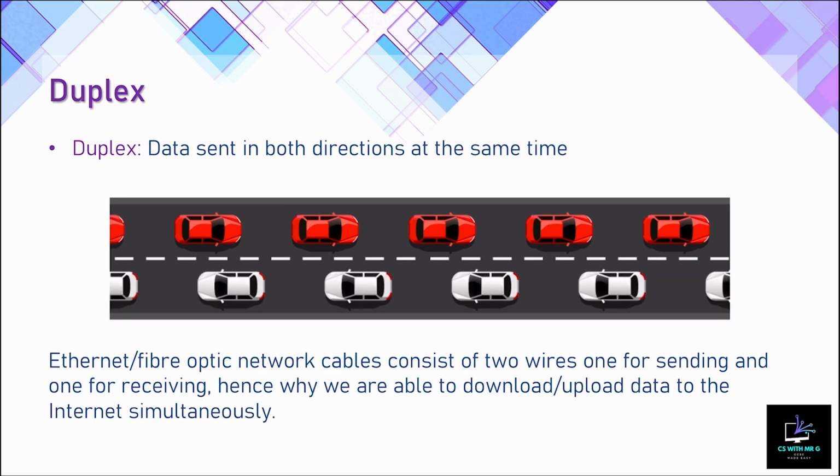Duplex, a two-way road where cars are driving both ways. In real life, you've got an Ethernet cable or a fiber optic cable to connect to a network. Data is going both ways at the same time. If you're on the internet, you know that you are sending and receiving data simultaneously, downloading and uploading. So most modern data transmission is in the form of duplex, or sometimes called full-duplex.